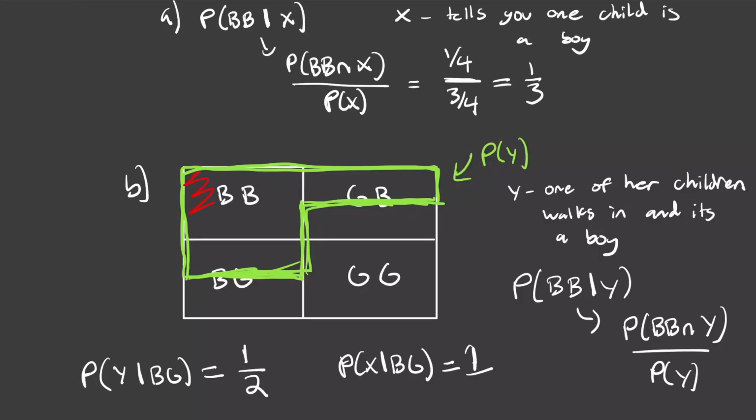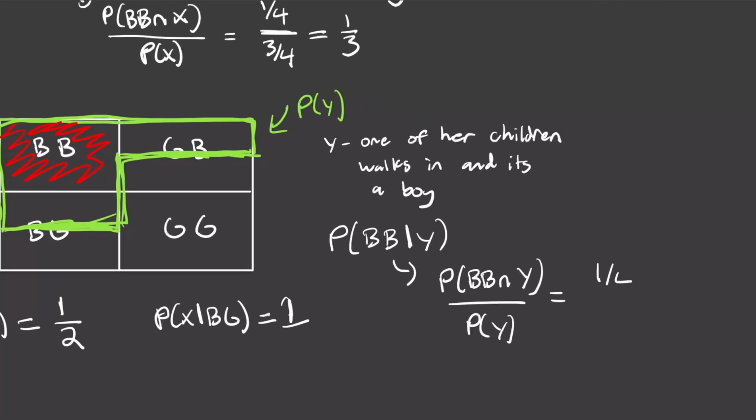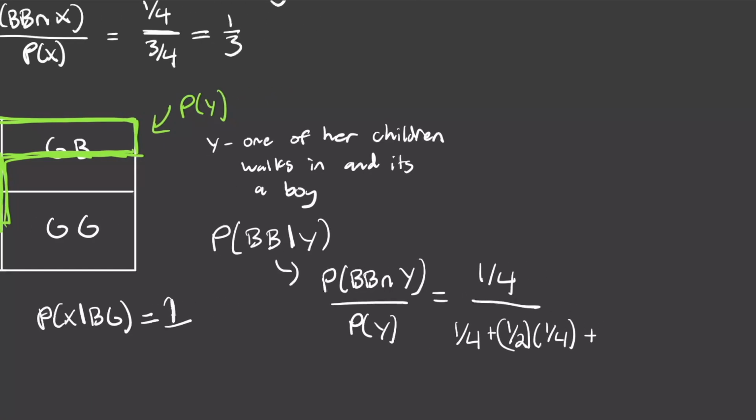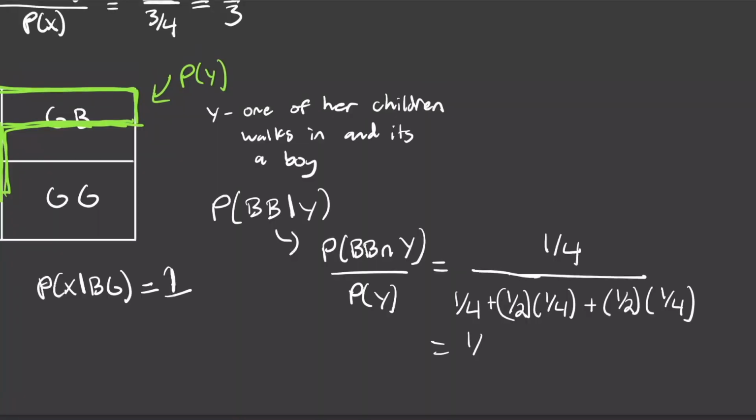So all we do is we take this intersection, highlighted in red, the boy-boy, which we know is equal to 1/4, and we take that over our total probability mass. And then on the bottom, we have the probability of Y, which is just equal to the boy-boy section plus 1/2 of the boy-girl section, which makes up 1/4 of the total probability space, plus 1/2 of the girl-boy section, which also makes up 1/4 of the probability space. Again, this is all just basic law of total probability and Bayes' theorem. And this is just equal to 1/4 on 1/2, which we know is equal to 1/2.